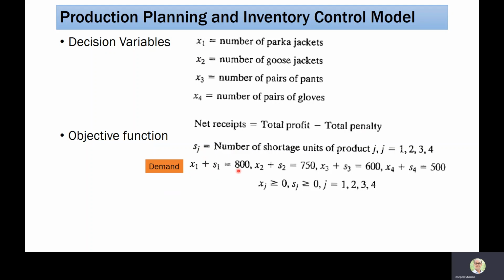So the demand for the Parka overcoat is X1 plus S1 equals 800. Similarly for the Goose overcoat, X2 plus S2 equals 750 and so on. So these are our constraints. And all the variables Xj, meaning X1, X2, X3 and X4, should be greater than or equal to 0. Similarly, Sj, meaning S1, S2, S3 and S4, should all be greater than or equal to 0. This is called the non-negativity condition.